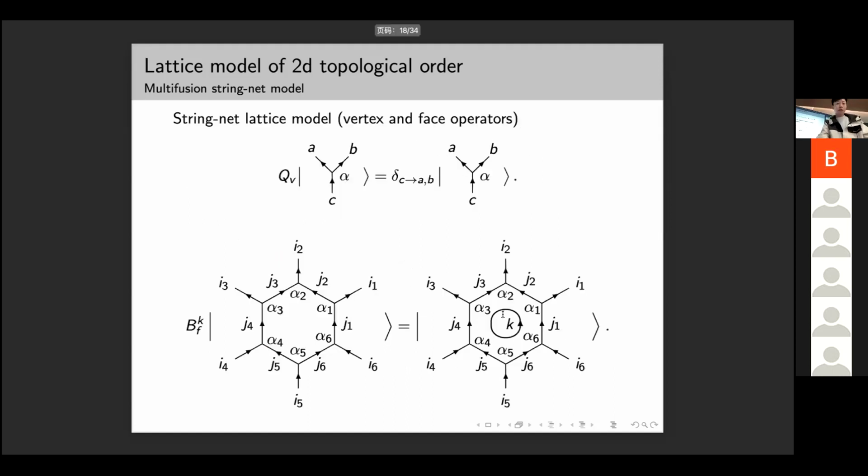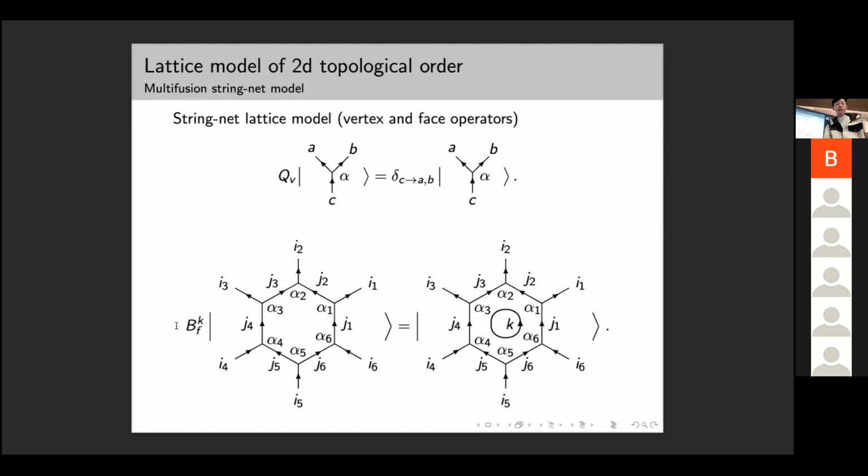This is the ground state of the multi-fusion string-net model. And to construct the vertex operator and the plaquette operator, they are totally the same as in the Levin-Wen string-net model. For the vertex operator, we take the projection onto the space where they can fuse, which means that if this C_AB channel is not a zero vector space, then we take this space, and if it is a zero vector space, we take the projection.